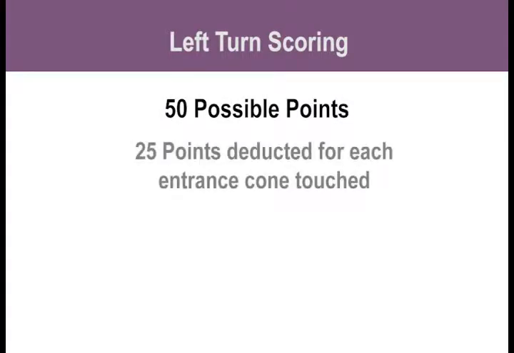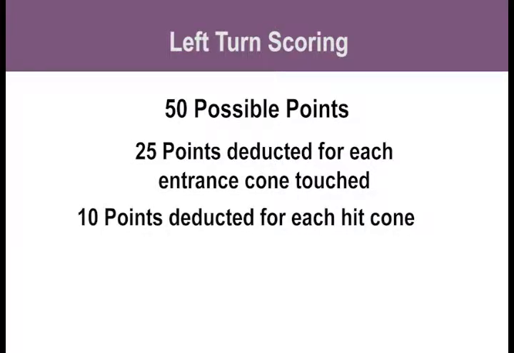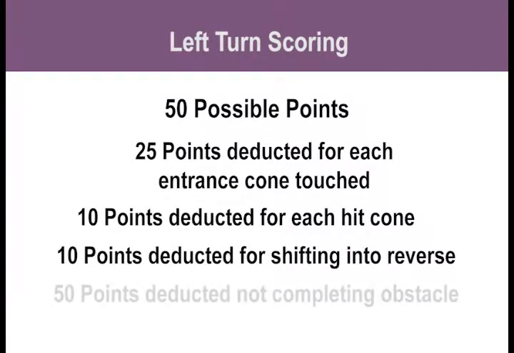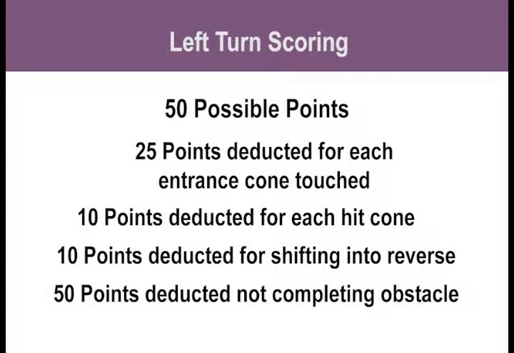If the vehicle touches an entrance cone, 25 points are deducted per cone. 10 points are deducted for each cone that is hit, and 10 points each for shifting in reverse. If the contestant does not complete the obstacle as designed, the contestant loses 50 points.